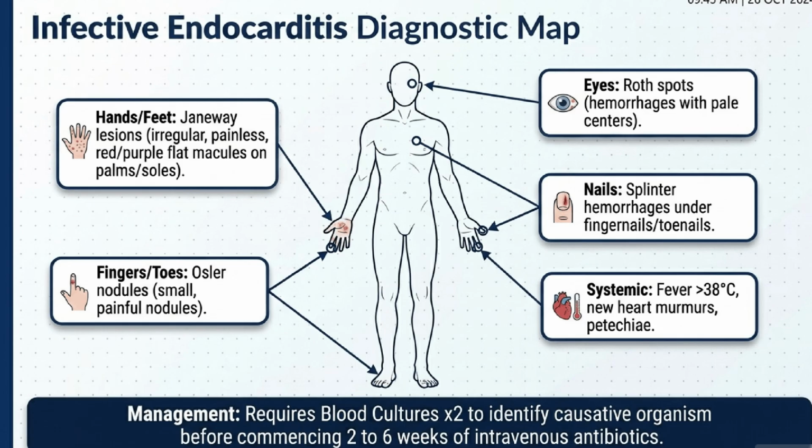Fibrin is essentially the body's natural netting. It's a protein that helps form blood clots. The bacteria hijack this netting to build a protective shield around themselves, making it incredibly difficult for the immune system or even antibiotics to reach them.